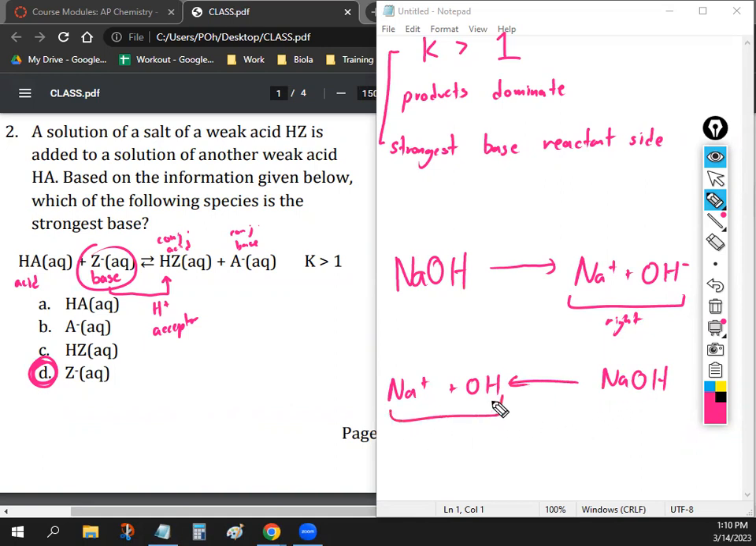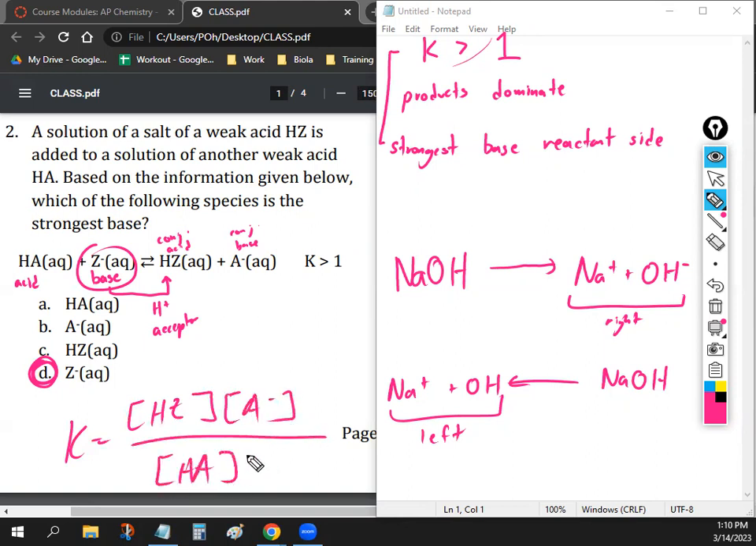So it's going to want to push to the left. Now, same concept here. We identified that K is greater than 1. We know that K is equal to the concentration of the products divided by the concentration of the reactants, right? Okay, and if you notice, K is bigger than 1, so what has to be bigger, numerator or denominator? Yeah, the numerator, right? This has to be bigger, which is the product side. So there needs to be more products, which is why we assume that products dominate.